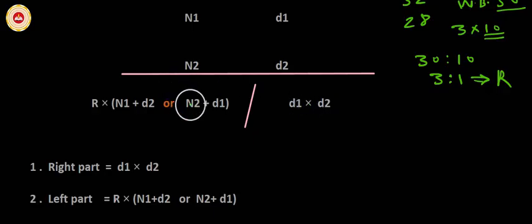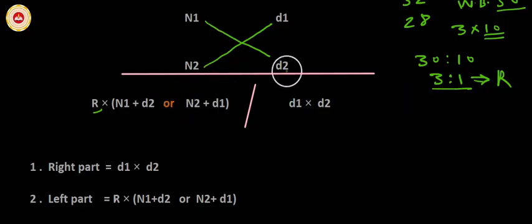How to calculate the left part? Either add n1 and d2, or add n2 and d1. Write the sum in the left part and multiply that sum by the ratio R. I'll repeat: write the sum n1 plus d2, or n2 plus d1, in the left part and multiply that sum by ratio R.